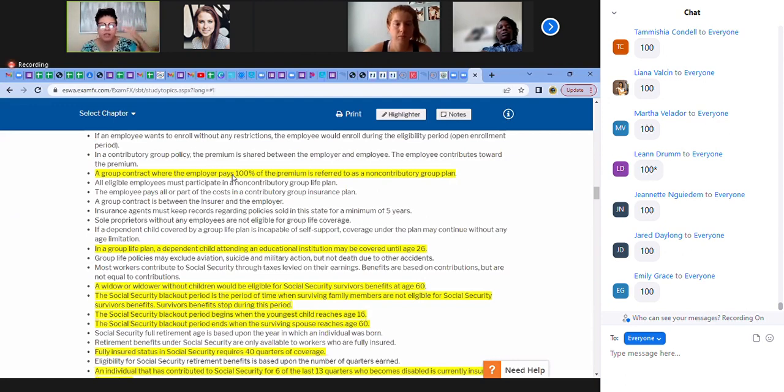Most of the time, they're going to tell you what the employer is doing to confuse you. It doesn't matter what the employer is paying. The employee determines if it's contributory or non-contributory. Make sure we get that one going. So that's on the test for sure.